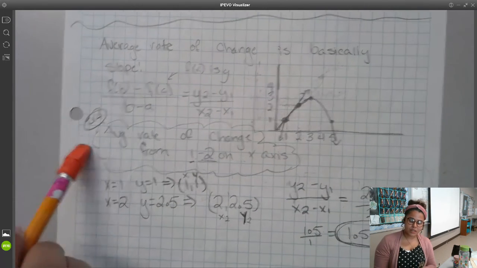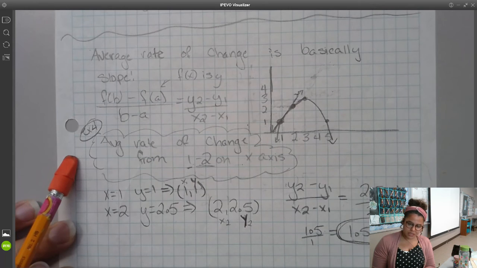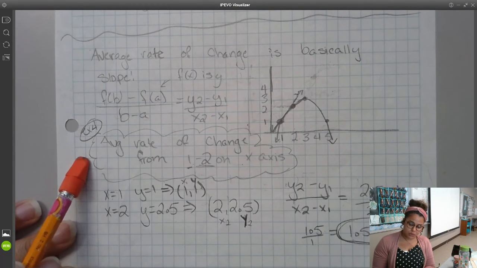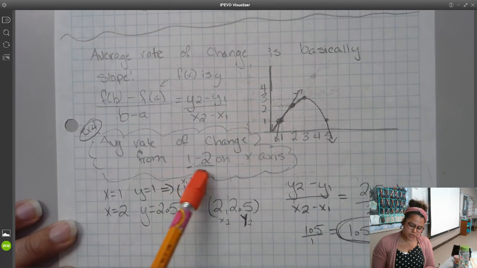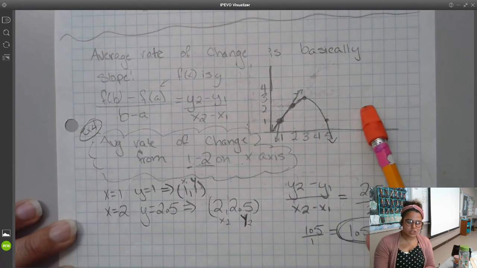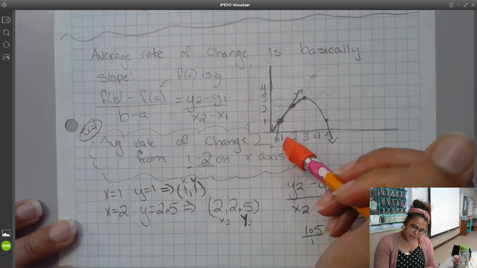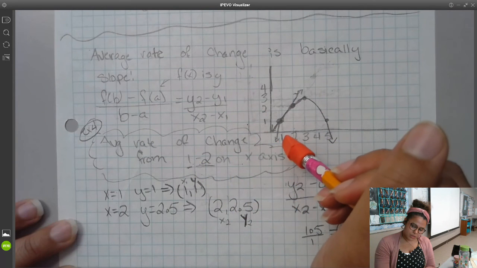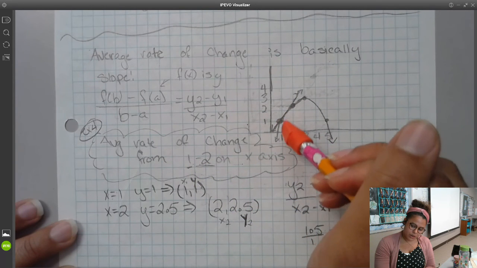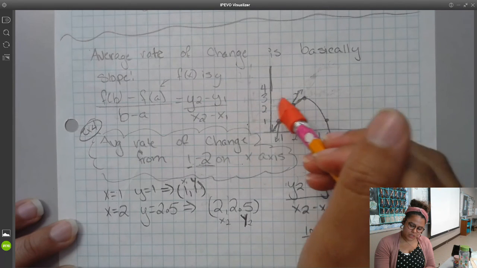I wrote example 4 because we had a little example when we were talking about our bee's elevation changing. So this is technically example 4. Example 4 asks us for the average rate of change from 1 to 2 on the x-axis, on this little quadratic graph I drew right here. You don't have to know what a quadratic is yet. That's okay. So we have to find the average rate of change from 1 to 2, which means I'm looking at my x value and y value at 1, as well as my x value at 2 and my y value when x equals 2.